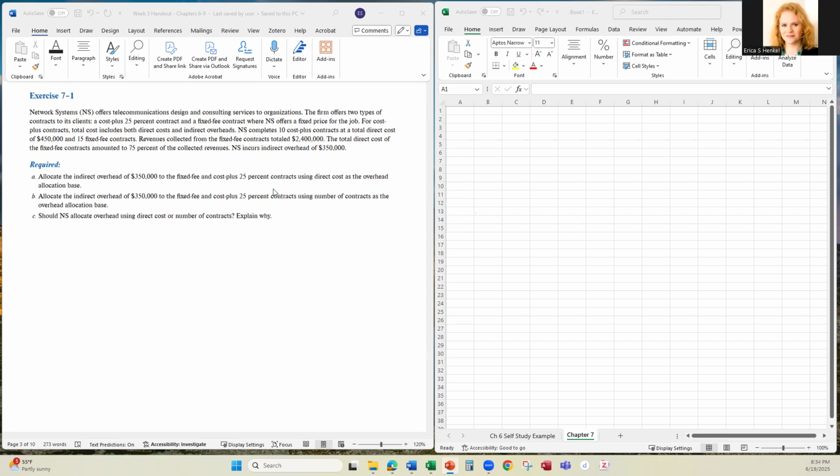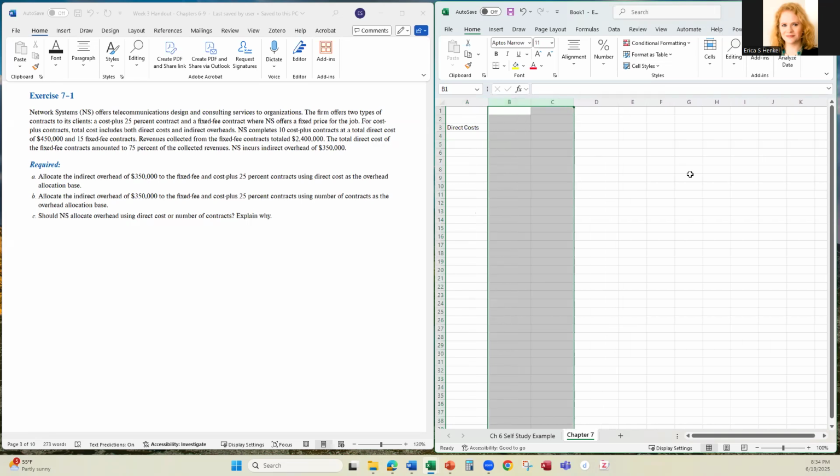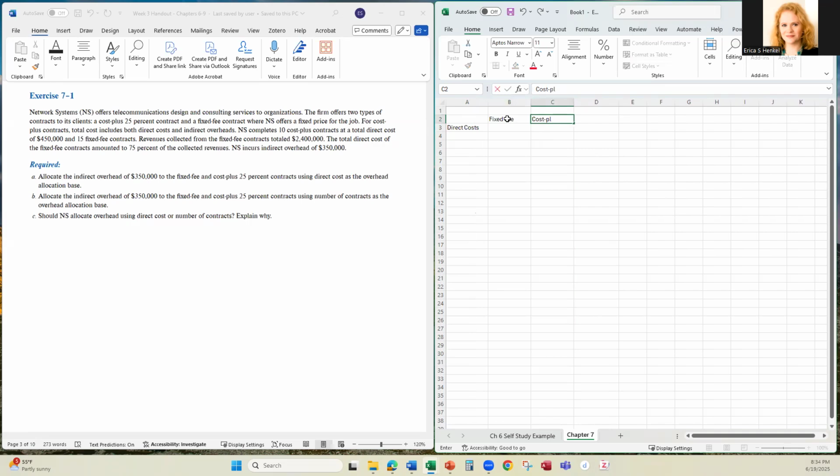Okay, so direct cost of the fixed fee contracts was 75%. Okay, all right. So looking at this, I'm just going to lay out here then what were the direct costs for each of the different contract types. And I'm going to lay that out here for both the fixed cost contracts or the fixed fee contracts and for the cost plus contracts. And I'll come up with a total here, right?